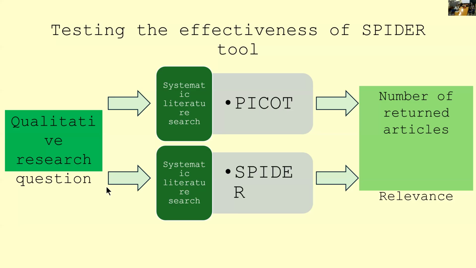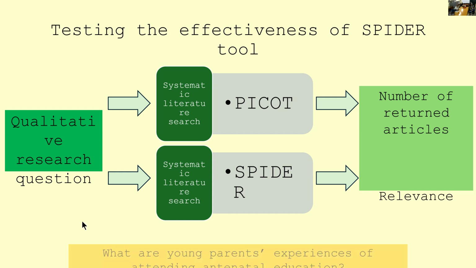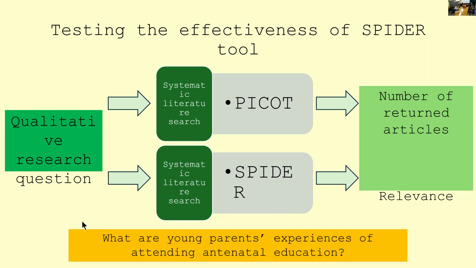Okay, so after they constructed this tool, they wanted to study its effectiveness. Does it really work? They had a search question and they did a systematic literature search using the PICOT and also used the SPIDER tool independently. They looked at the number of retrieved articles. The question they searched for was experiences of attending an unfamiliar education. The databases they searched were CINAHL, Medline, and Embase. CINAHL is mostly a nursing database.